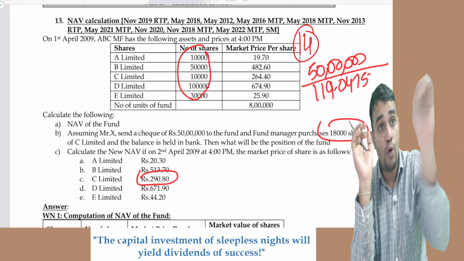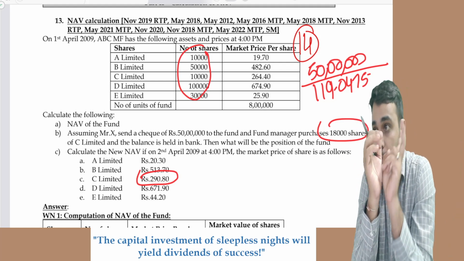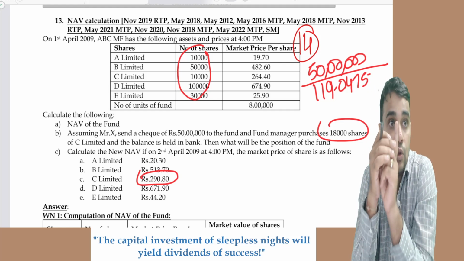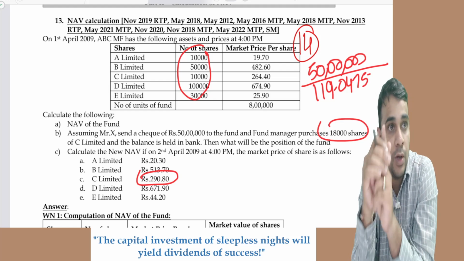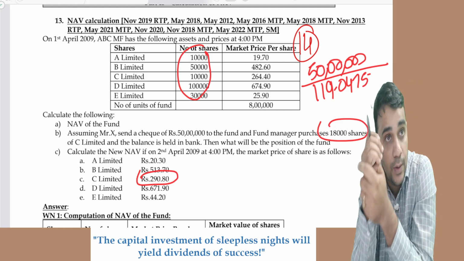Clear? Any two common mistakes. One mistake is number of units. Second mistake is the cash adjustment which they do. Both are wrong. Number of units is not adding number of shares. Then what should I add? Add the extra units allotted. What is extra units allotted?